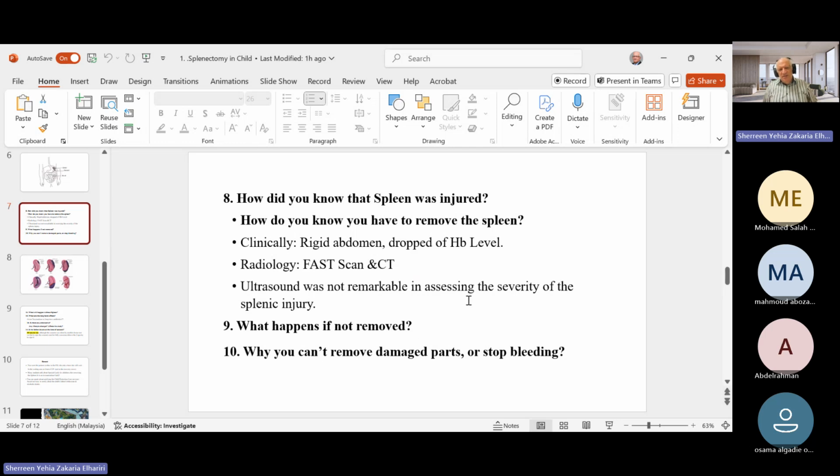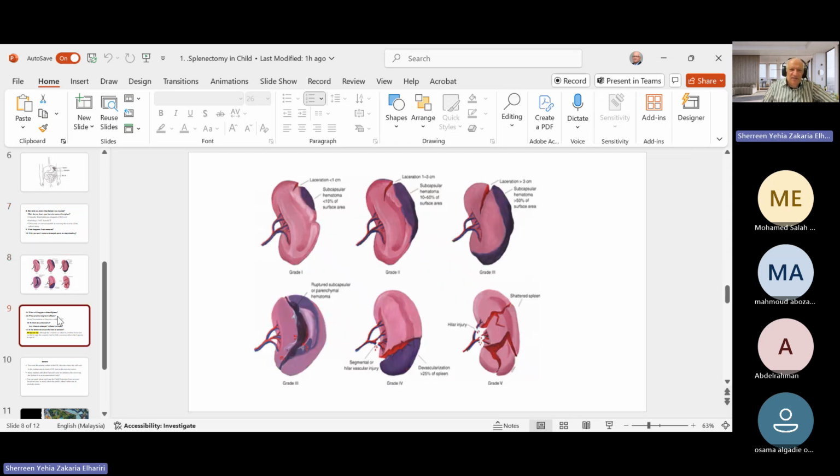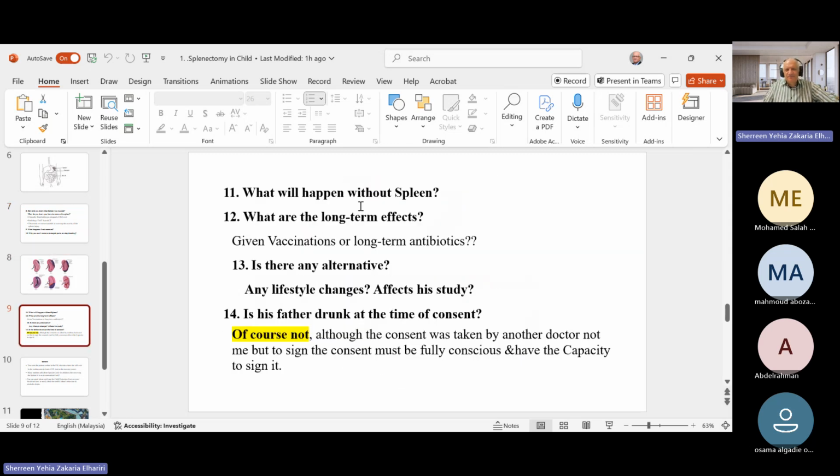Why can't you remove the damaged part only and stop the bleeding? Can you just remove part of the spleen and leave the others? No, it should be removed completely. Some centers try to do that, but it is not common policy, so usually we remove it completely. Even in Egypt they started partial splenectomy maybe 20 or 30 years ago, by Dr. Rifat Kamel, but it's still not popular.